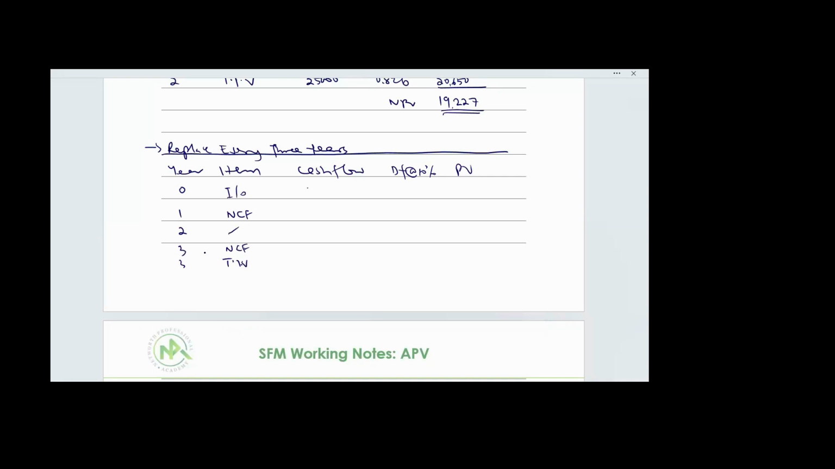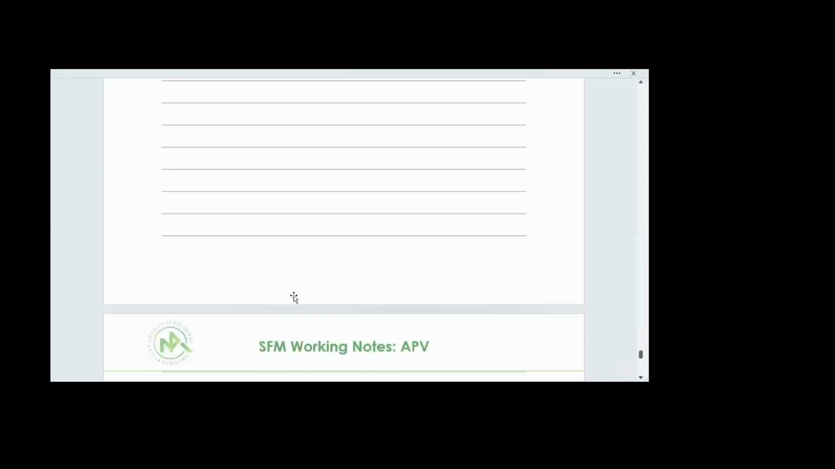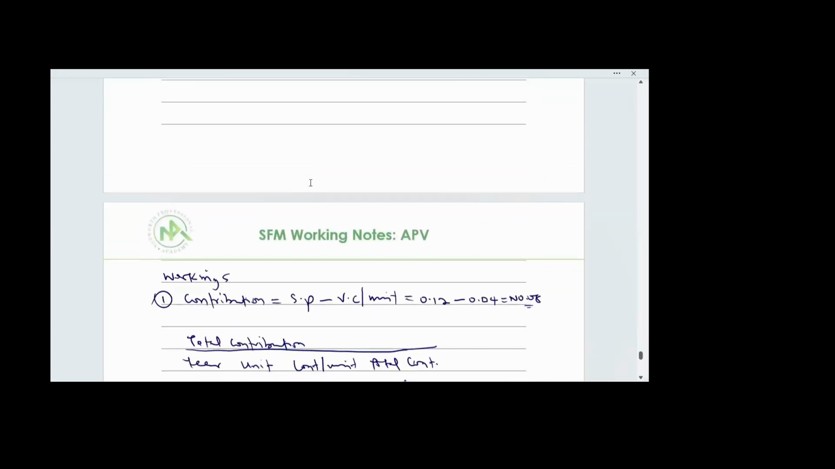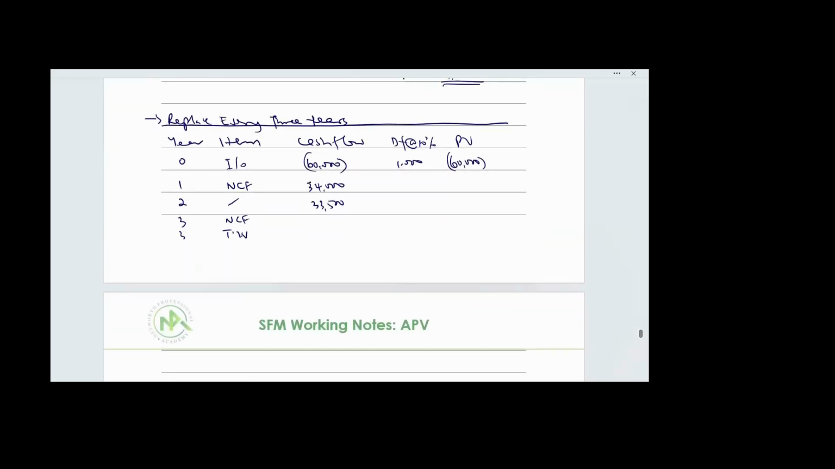The first year is 60,000 multiplied by 1, 60,000. Net cash flow in the first year is 34,000, then 33,500. Then what's the net cash flow in the third year? 24,500 is the net cash flow in the third year. What's the trading value for year 3? We are told 10,000 naira for a 3-year-old machine. So here will be 10,000.